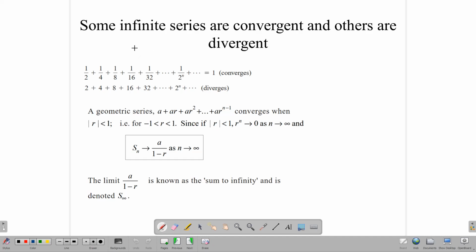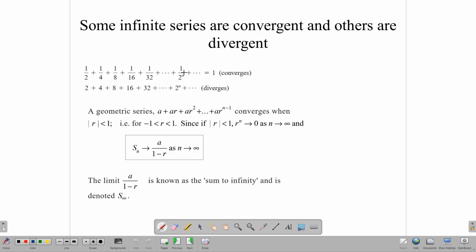When it comes to infinite series, some of them are convergent and others are divergent. We'll spend some more time looking at convergence and divergence in another video. But here we have a series: half plus a quarter plus 1/8 plus 1/16 plus 1 over 2 to the n. If we try to add all of these terms together, the question is, what number would we get, if we would get a number at all? And the answer is yes.